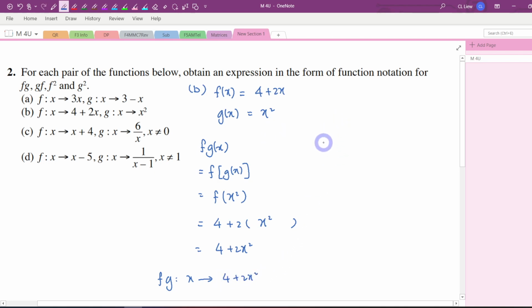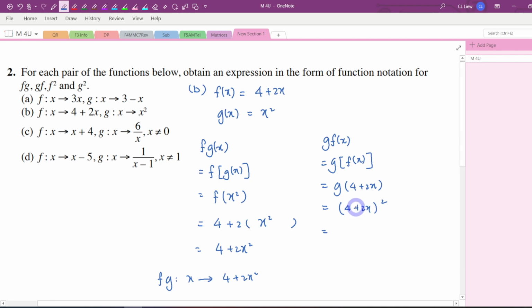Now let's find g of f of x. Let us focus on f of x first. So f of x is 4 plus 2x. Now for the next step, you need to be more careful. x squared. What I'm going to write here, you just copy what you see inside the parentheses here. So 4 plus 2x.